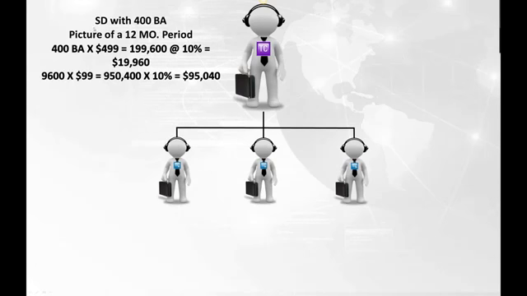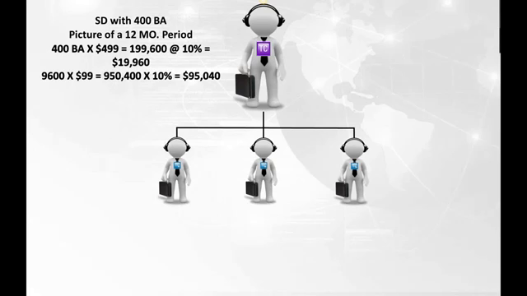Sales director, 400 business associates, this is a picture in a 12-month period. We also made the assumption that they only came in at the $499. And this is based, obviously, folks, in North America. So on a one-time purchase, because they only do the $499 one time, 400 times $499 is $199,600.